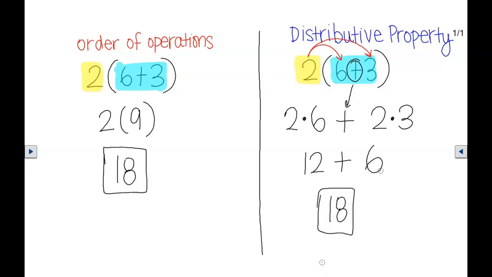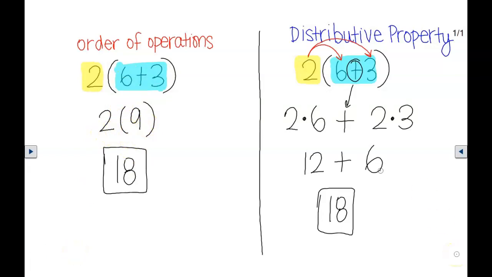So, 2 different ways to do this problem, 2 different ways to arrive at the same answer. When we need to do 2 times the entire group 6 plus 3, we can work out the group first, make that 9, and then do 2 times the whole group, 2 times 9, and get 18.